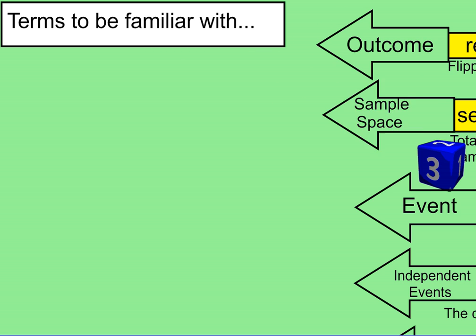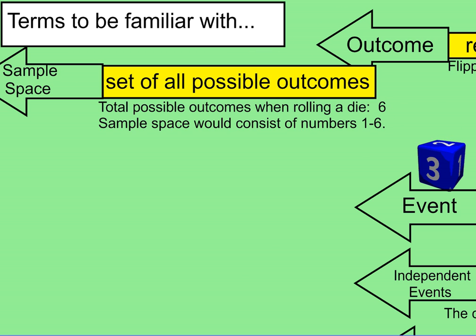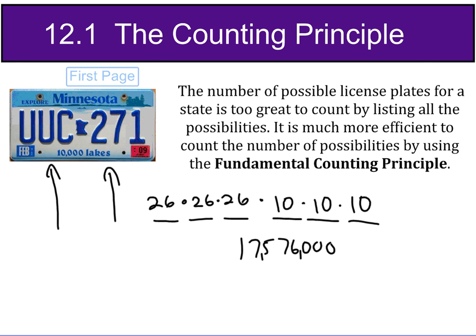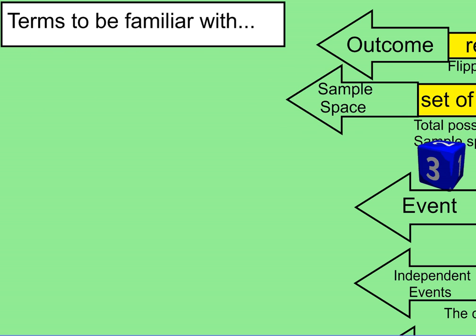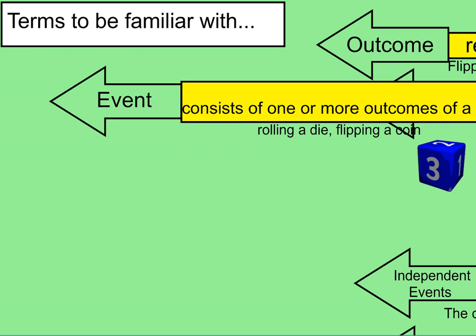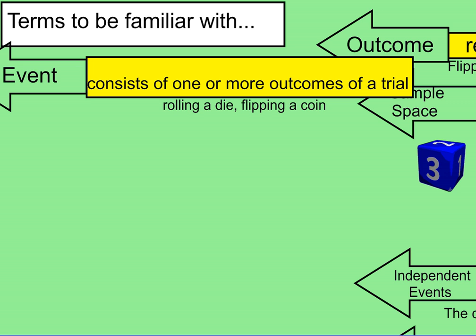All right. Sample space is everything that could happen. So if I roll a die, my sample space is going to be 1 through 6. If I roll 2 dice, my sample space is going to be 2 through 12. So those are all the possible outcomes. So that is your sample space. An event is something that happens. It consists of 1 or more outcomes of a trial. So it's rolling a die, flipping a coin.